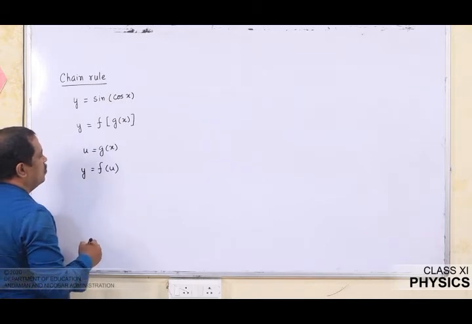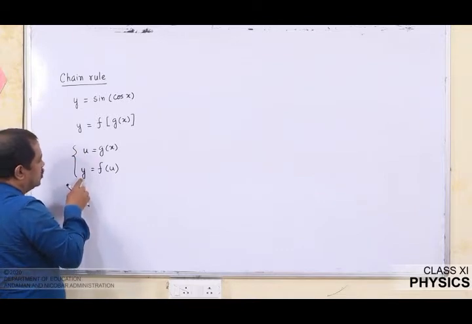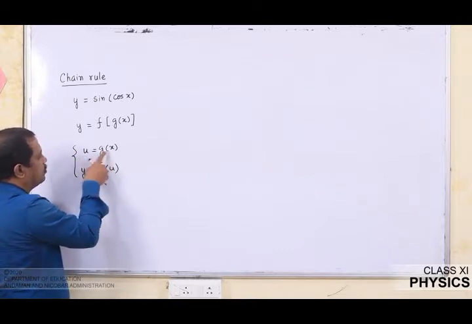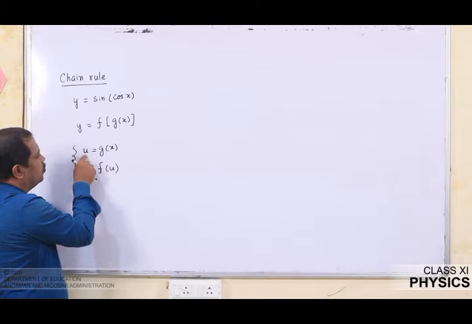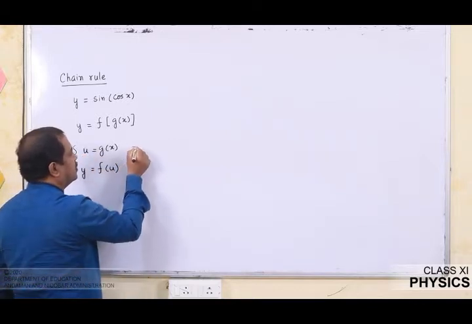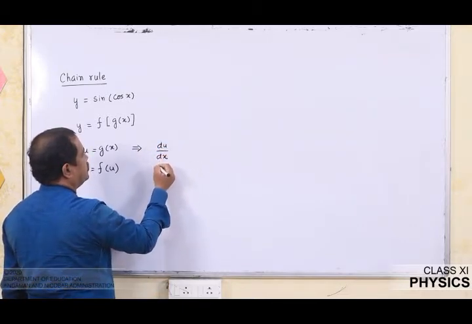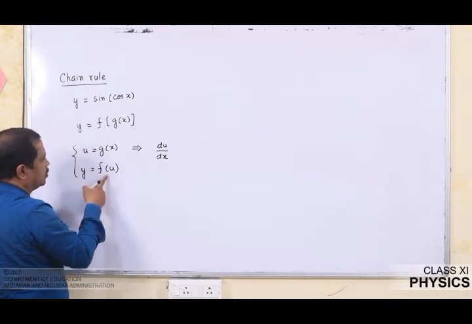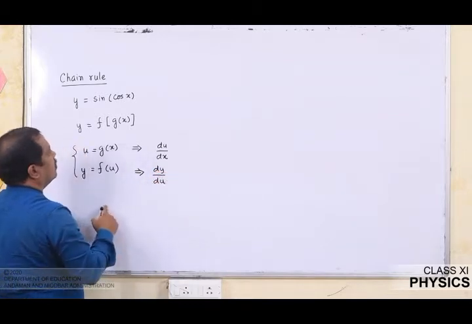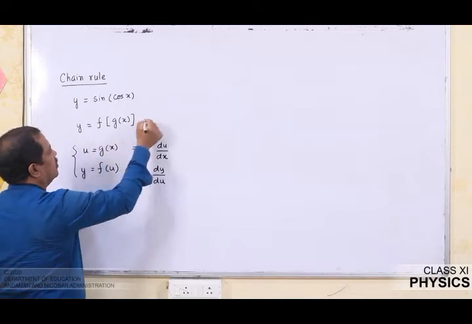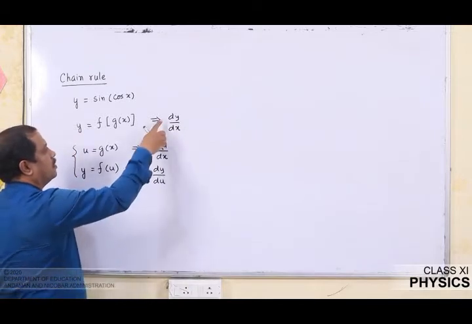Now when I look at this, what I understand is, this y now becomes a function of u and u becomes a function of x. So I will differentiate u in terms of x. In that case, I am going to have du over dx, and I am going to differentiate y as a function of u. So I am going to get dy over du. However, I want the result dy over dx.